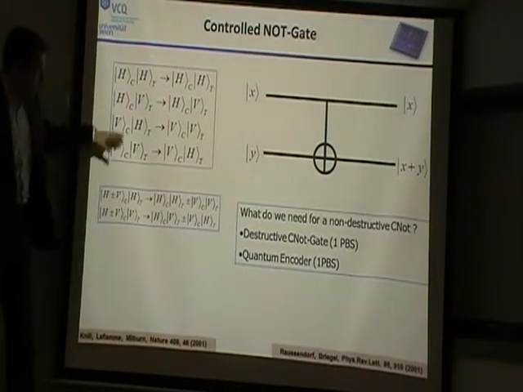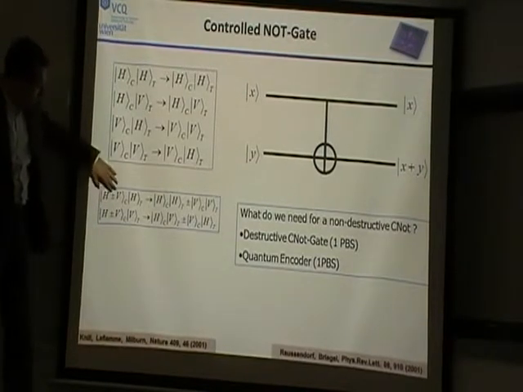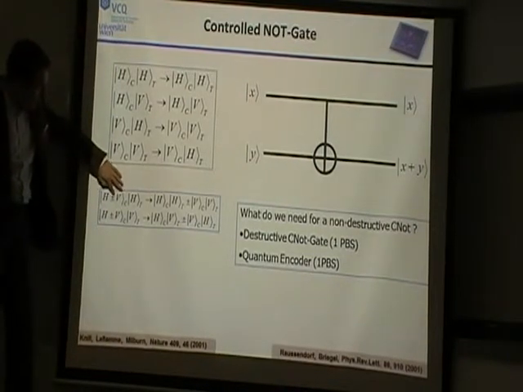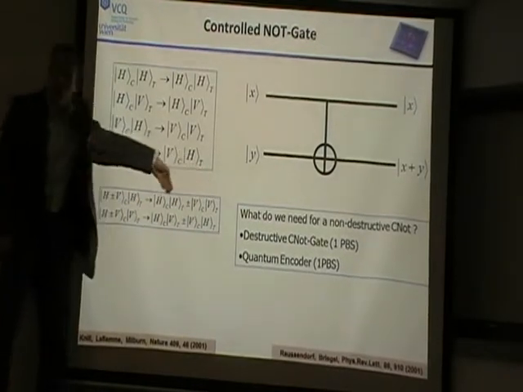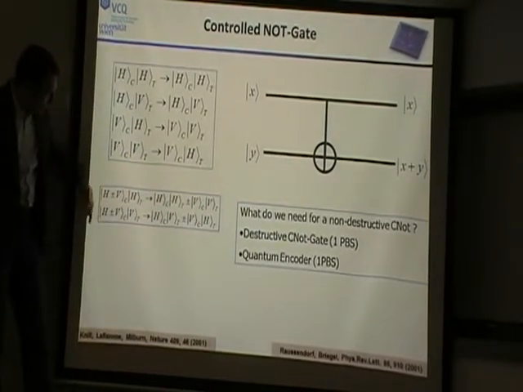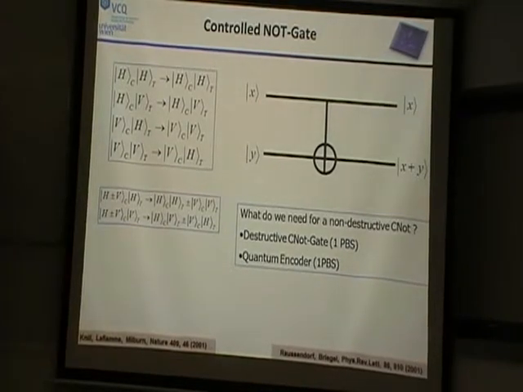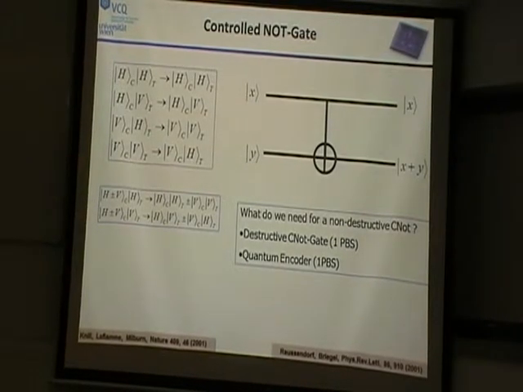And if you have such a device, of course, you can also generate entangled states. If you superpose the control bit, H and V, you can make Bell states. And of course, the other way around, if you send Bell states in, you can generate different outputs where you can distinguish what kind of Bell state has been used.